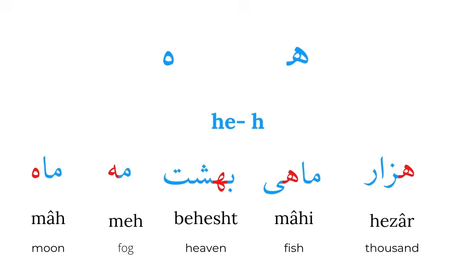He, another H sound. And this one we call he do chashm, which means he with two eyes because of the way it looks. And just like we saw with our letters ain and ghain, this one is going to look different. Also, it has 4 different forms depending on whether or not it's connected or unconnected with the letter before and its position in the word. هزار. ماهی. بهشت. مه. ماه.